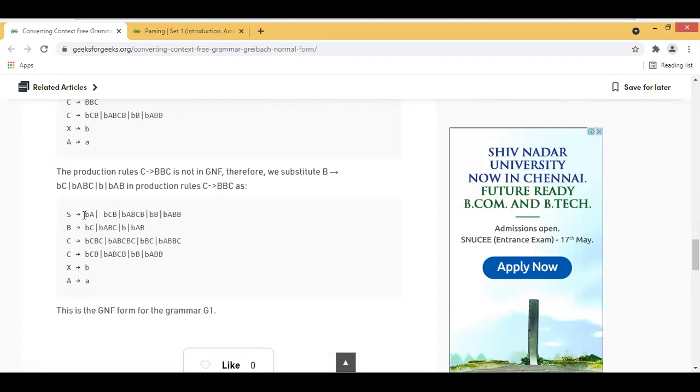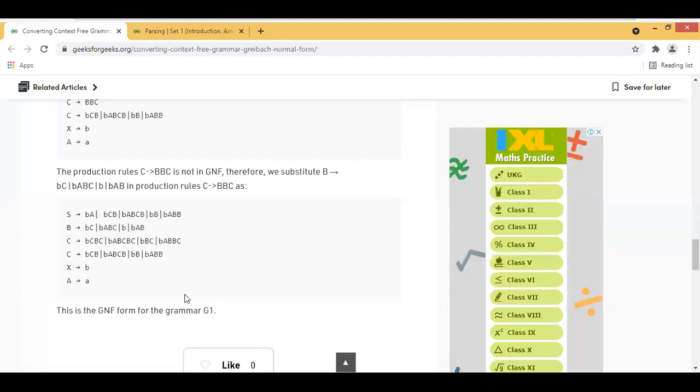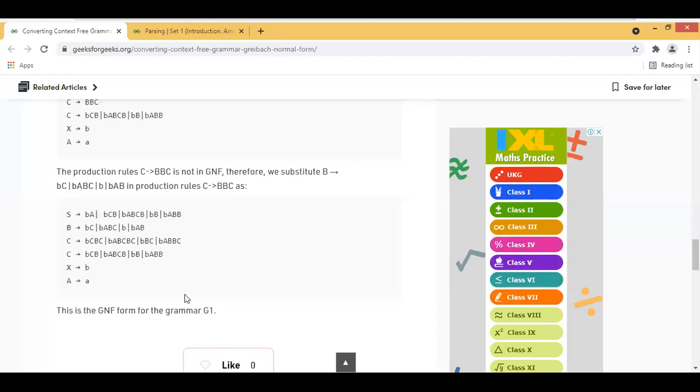First starting with the terminal, then any number of non-terminals. Starting with terminal, any number of non-terminals, like that. So everything is in the form of GNF, or else directly variable tends to terminal. So finally, the solution gets ended. Therefore, this is in the form of GNF, right? So this is the way of converting the given context-free grammar into the GNF. Very easy. Only the substitution that we're doing here, no logic that we applied here.